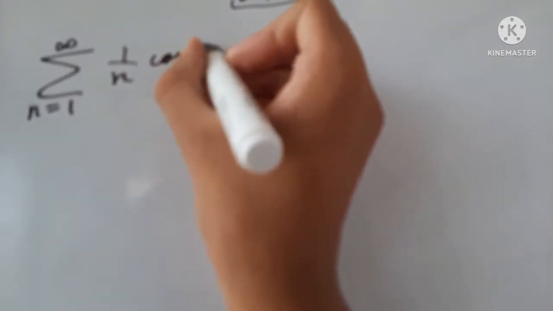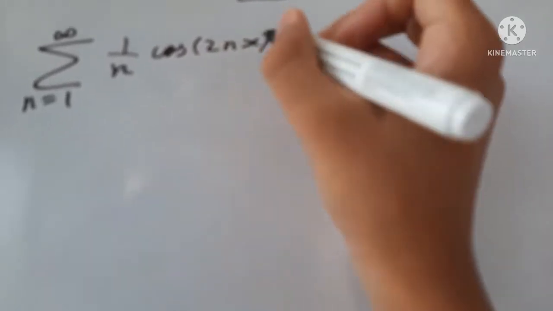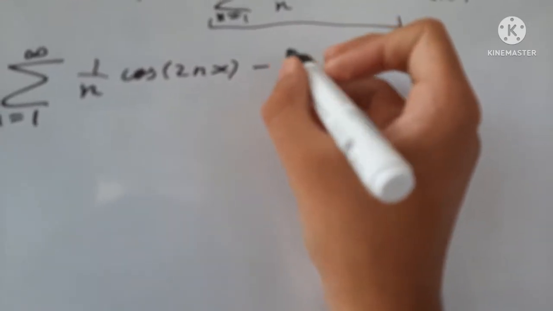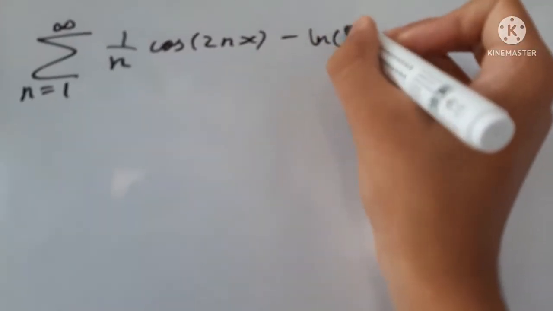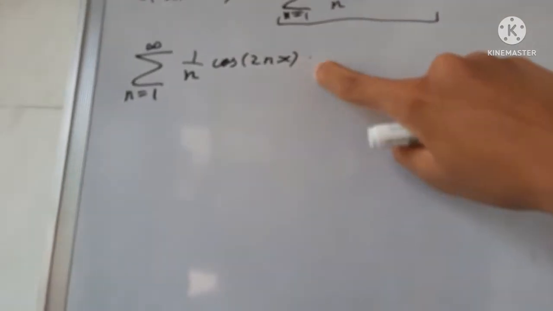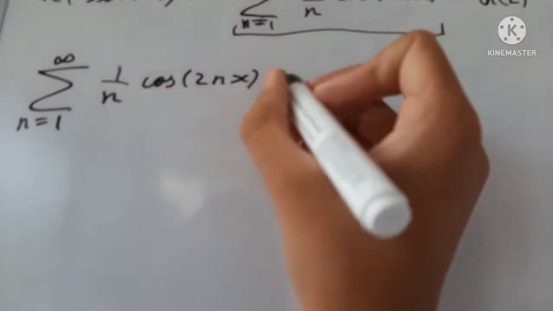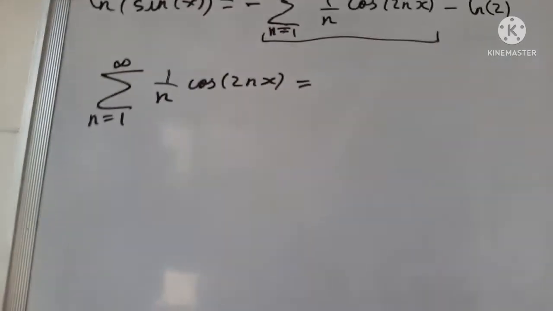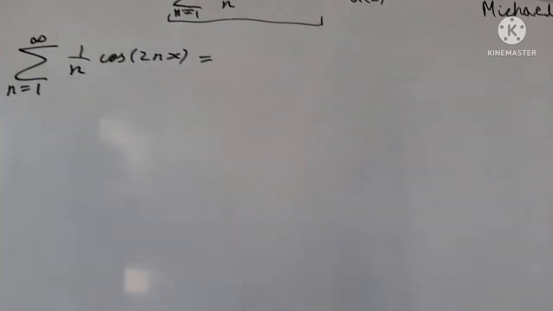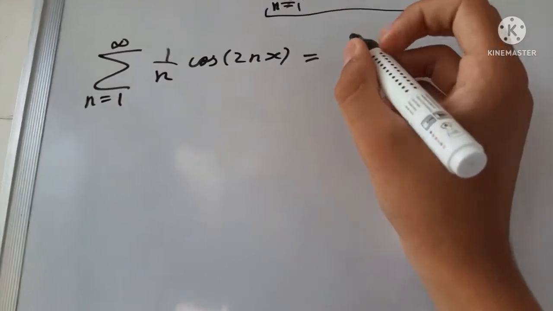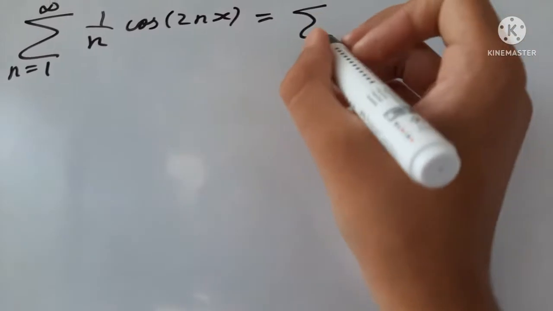Anyways, so just write this out here. The sum from 1 to infinity of 1 upon n times cosine of 2nx. Oh no, wait, we're not taking the minus ln 2 here. Sorry, I forgot that. So for the first part, we're going to convert this cosine into the complex definition of the cosine function. It's not that tough to prove if you have Euler's formula. You can prove it easily.